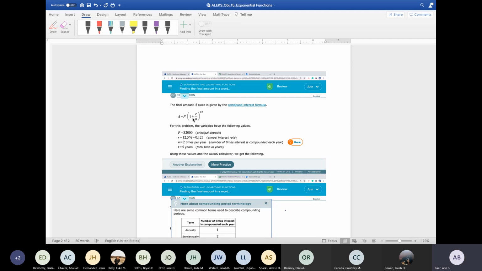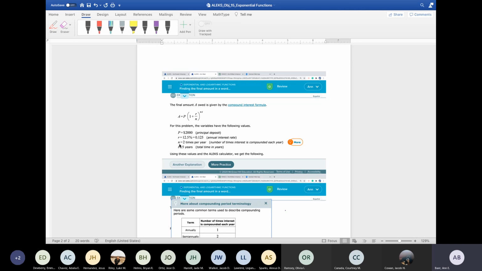Now R is the interest rate in decimal. You can either take off the percent sign and move the decimal point 2 places to the left, or, since percent means parts per 100, you can take the 12.5 in this case and divide by 100, and you will get 0.125. And we'll do it that way when we do our problem that we just copied down.